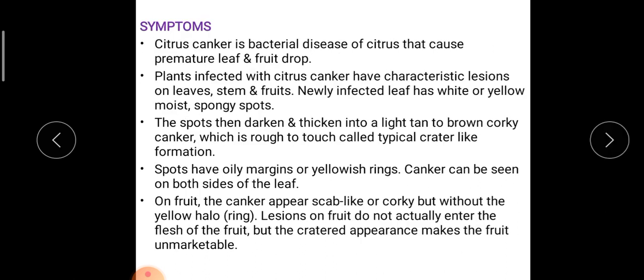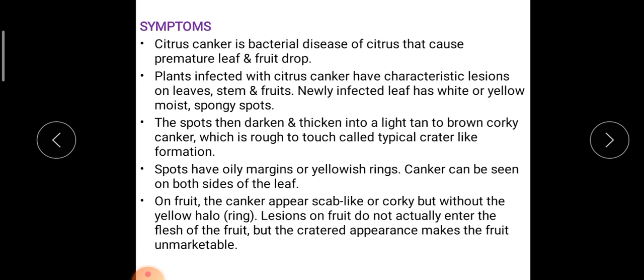Now towards the symptoms which are seen on the specific fruit and leaves when Xanthomonas axonopodis pv. citri attacks the specific citrus fruit. First one, it causes premature leaf and fruit drop. Okay, premature fruit and leaf drop.